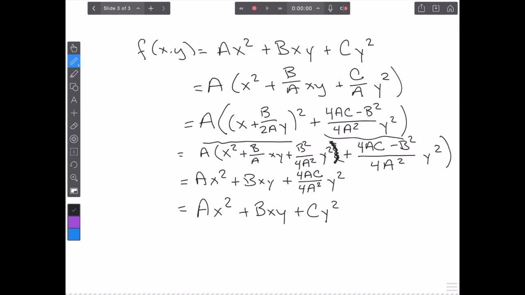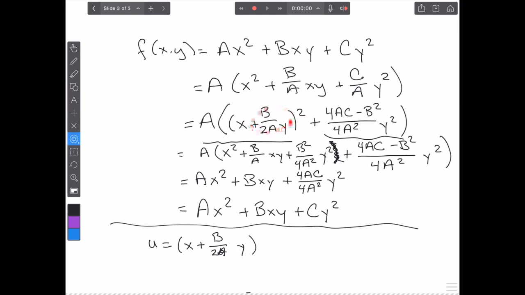So what we'll do in this case is we'll set u equal to x plus b over 2a times y. Okay, and so you can see then that this first term is u squared. And then this second term has to be either 0, v squared, or minus v squared. There are no other choices. So what we need to do is put some conditions.